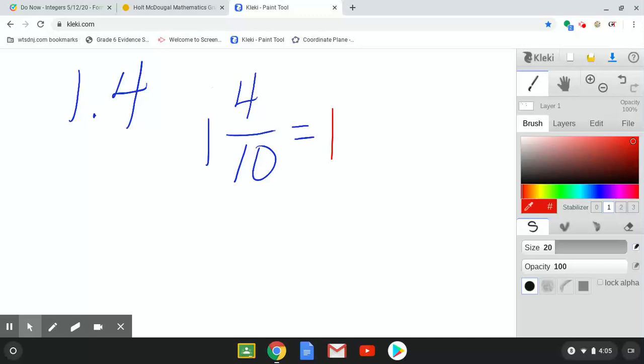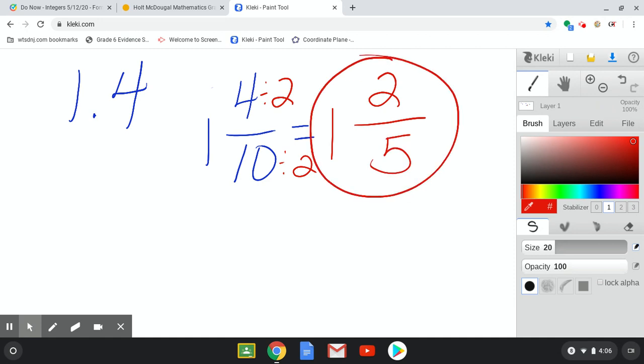All right. So 4 and 10, those are both even. So I know I can divide by 2. 4 divided by 2 is 2. 10 divided by 2 is 5. And it just so happens I cannot simplify any further. So 1 and 2/5 is my final answer. Remember, you guys have your divisibility rules in your binder. Take those out for simplifying to help you out. Okay, let's try another one.